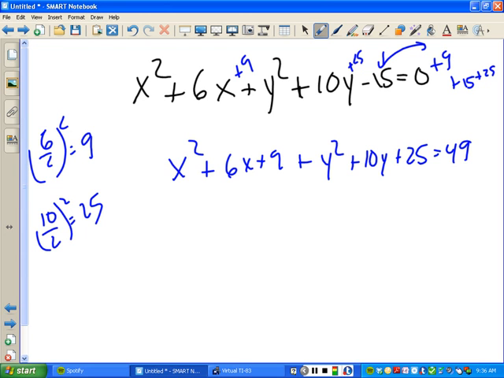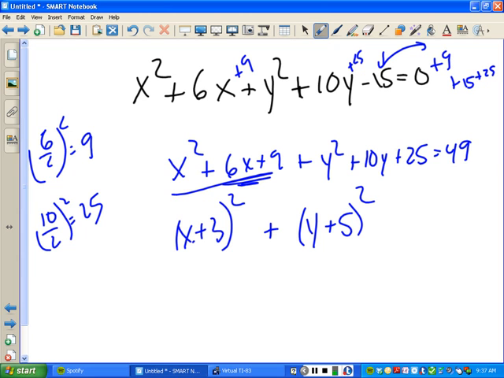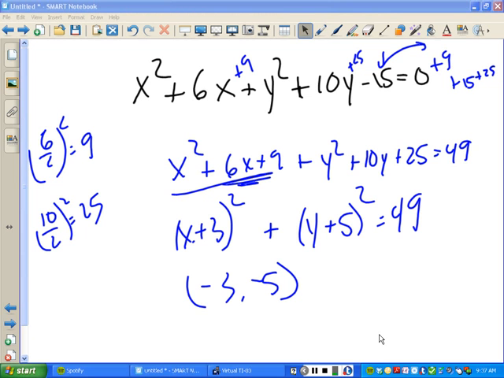Okay, if this does not factor, translation, erase. It's supposed to factor: (x plus 3) squared plus (y plus 5) squared equals 49. What's the center? The center is (-3, -5). And the radius is? The radius is 7.